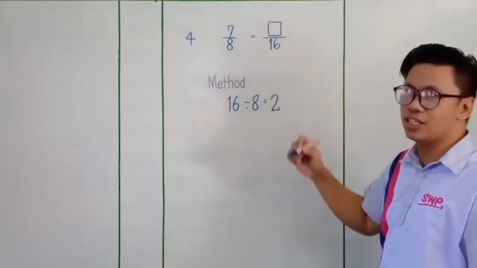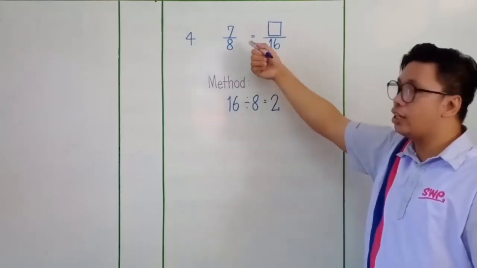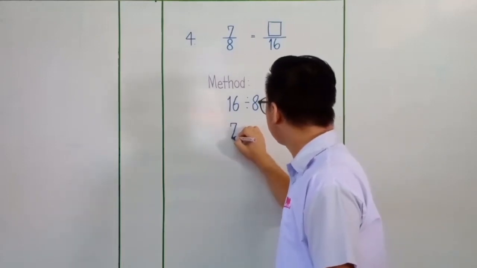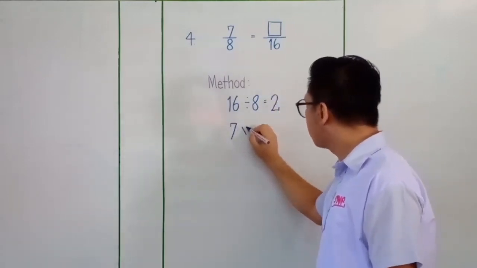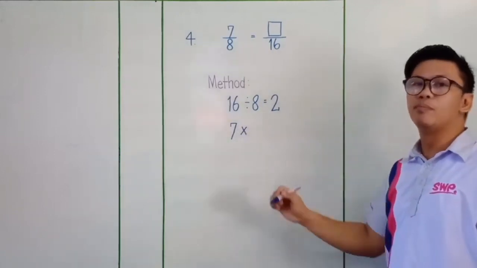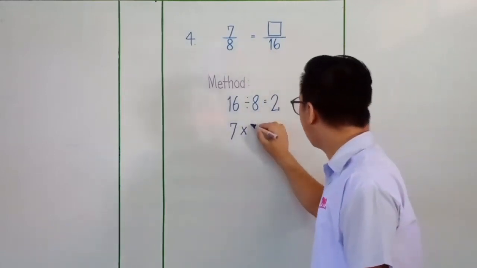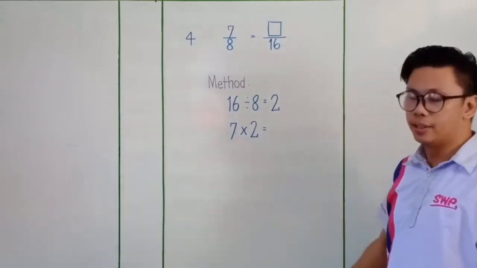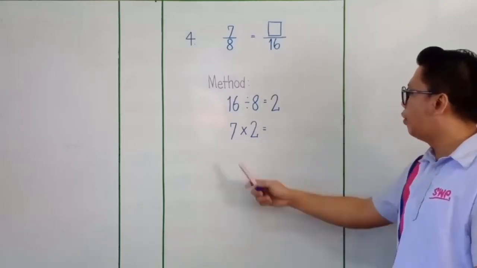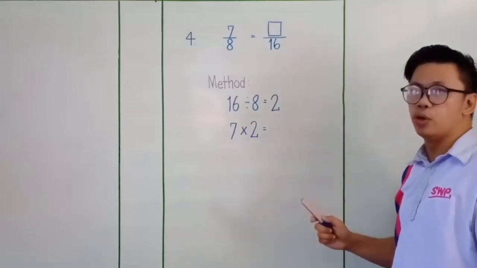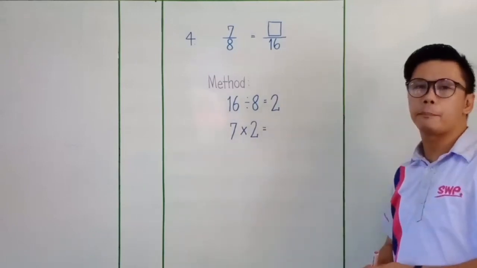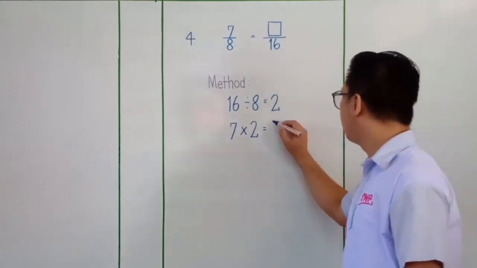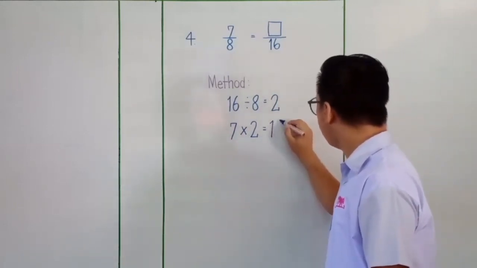Very good. Now let's start. What is our numerator again? 7. Very good. So we will write 7, and then times what number do we multiply? The 2. Very good. So we will write 2, and then the equal sign. We have here 7 times 2. What is our answer here? 14. Very good. So we will write 14.